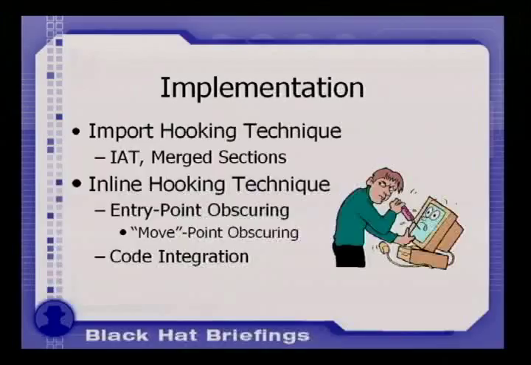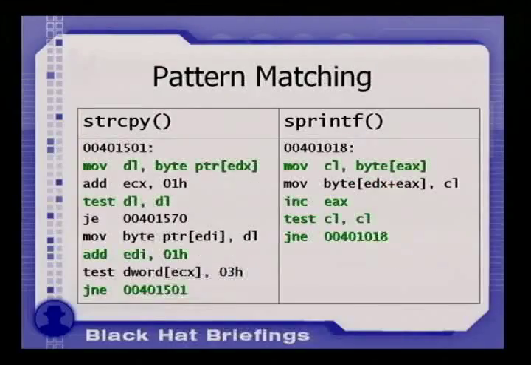What I haven't seen done is the inline hooking technique to monitor buffers that are actually being processed insecurely inline in the text section or in your code section. And that is what I'm going to concentrate on here. There's two different techniques that Levi allows you to use to watch those. One's entry point obscuring, which I'm calling move point obscuring, which I'll explain in a second. And then the other is, of course, code integration.